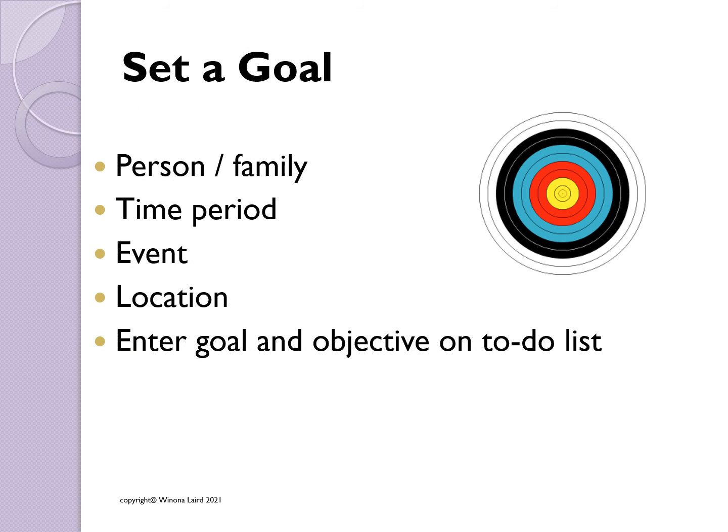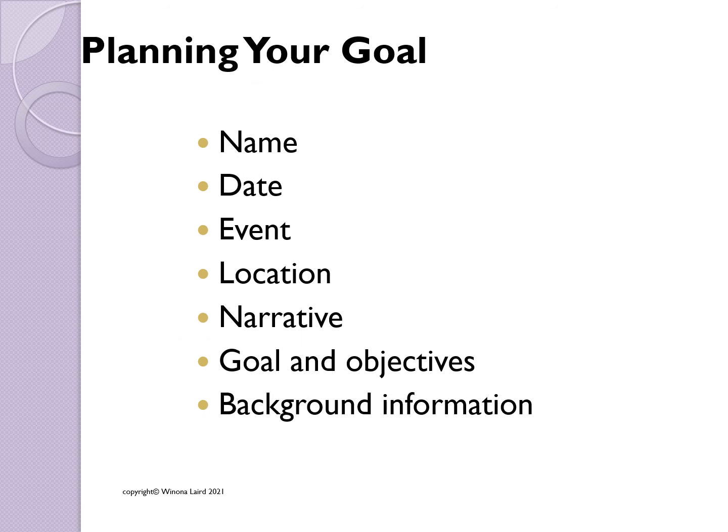In doing your research, the first thing you want to do is to set a goal. Let's plan that goal. It should be simple, concise, and attainable. It should be for one person or one family. Complete name, nicknames, parents, spouse, and siblings. You'll also want to plan the time period you're looking for. Is it a certain date or is it over a span of time?